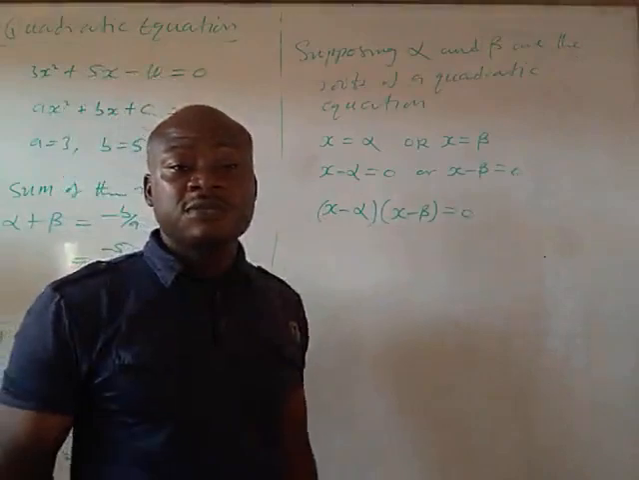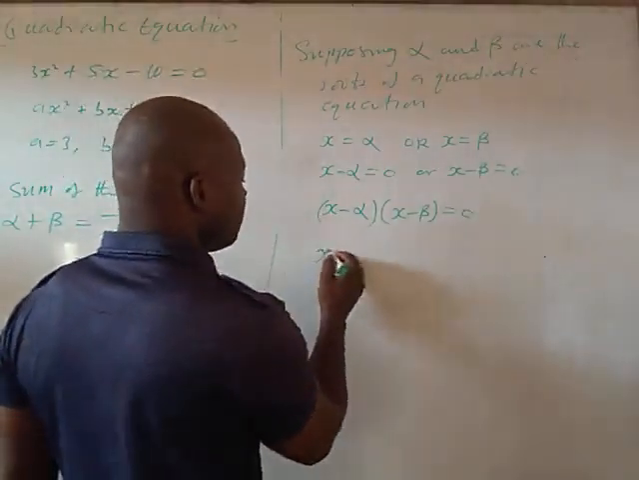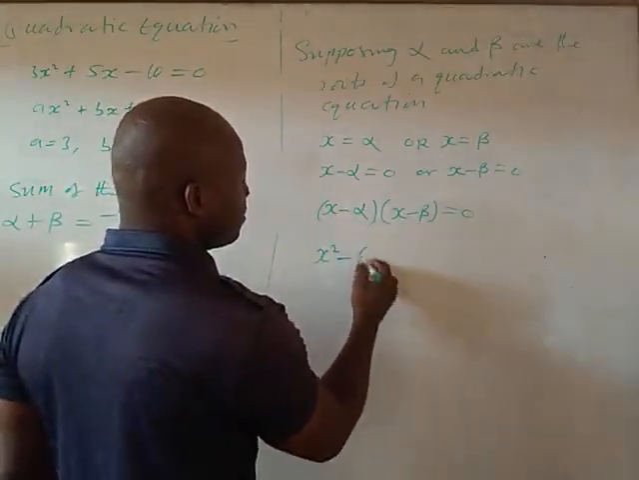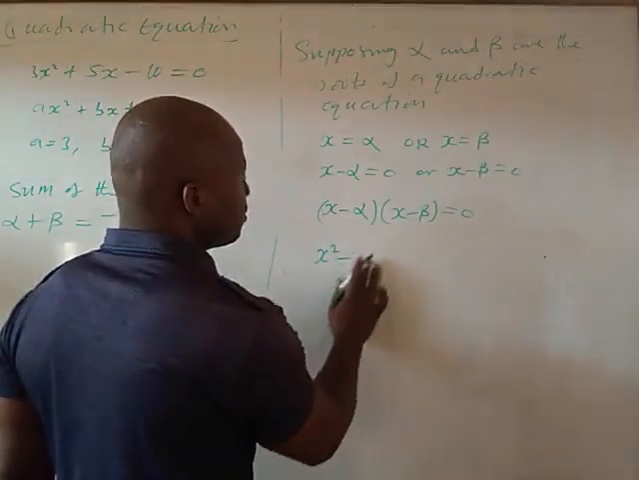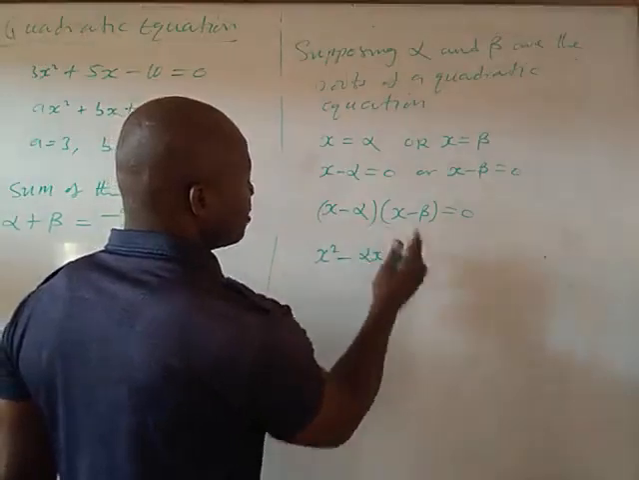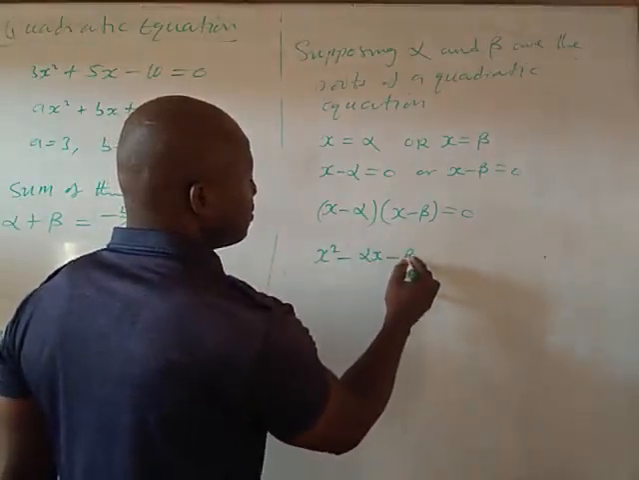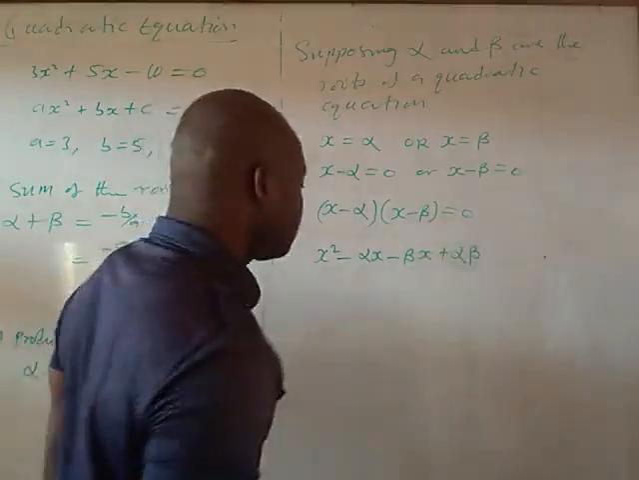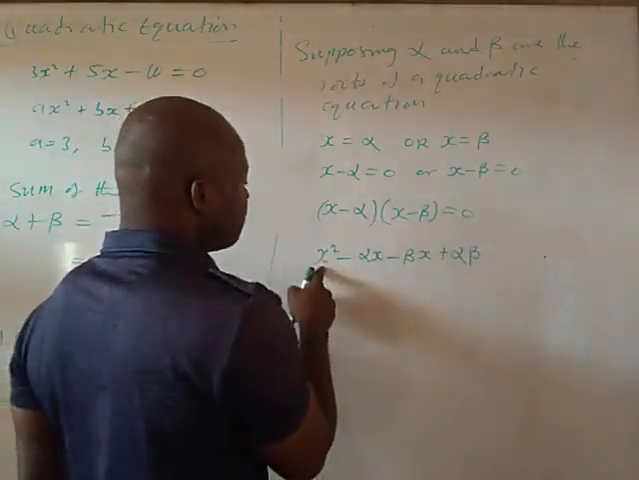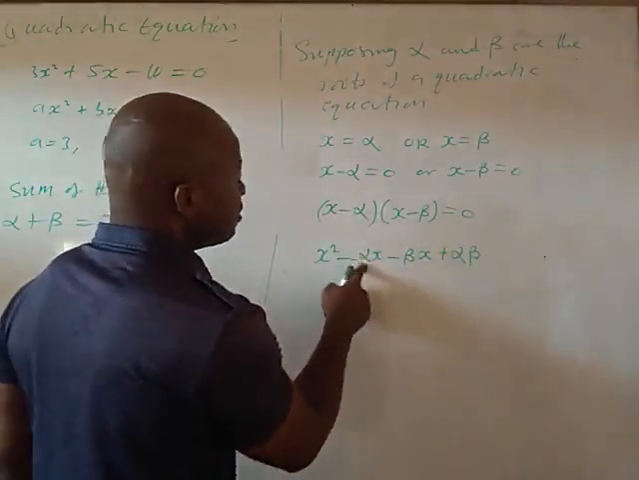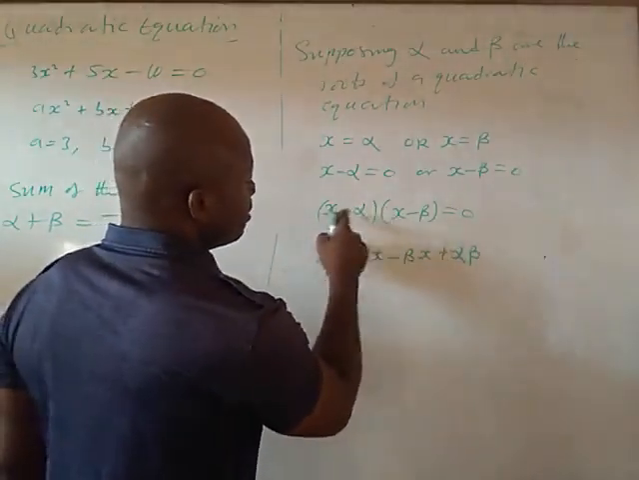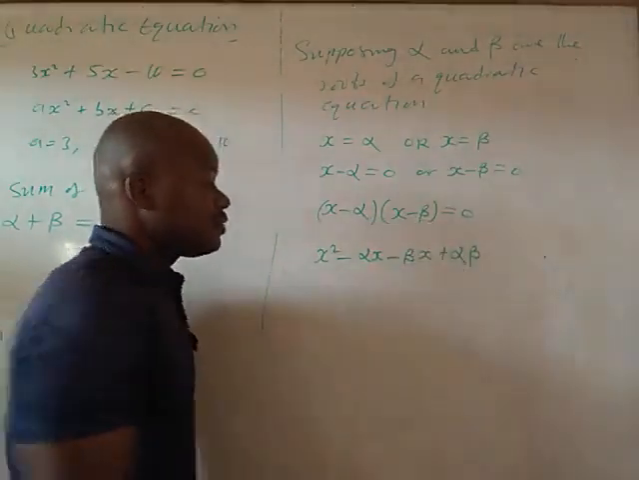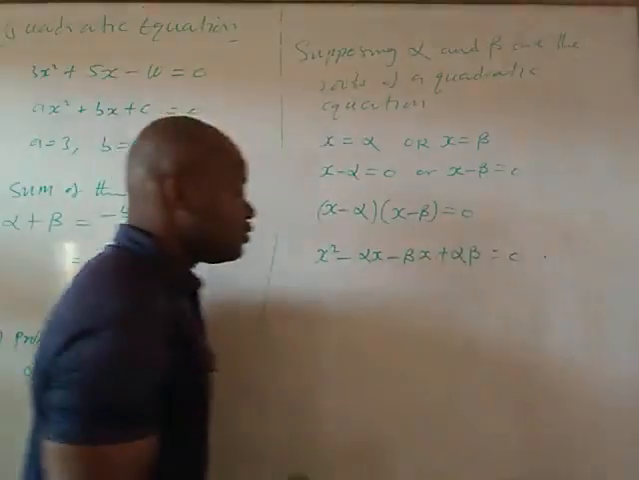Now, if we open this bracket, then we have x squared minus alpha x minus beta x plus alpha beta. That is, this times this will give us this, this times this give us this, this times this give us this, and this times this will give us this one, equal to 0.